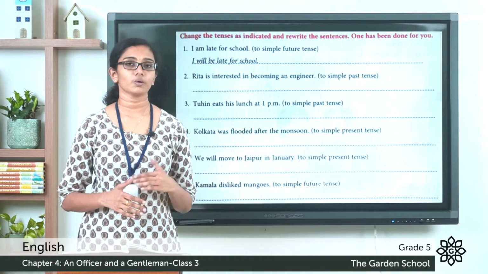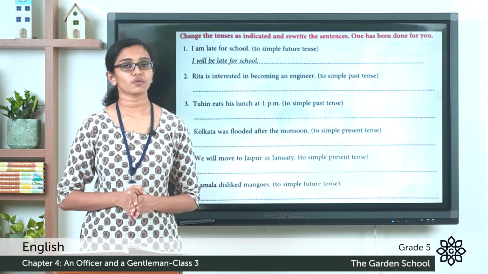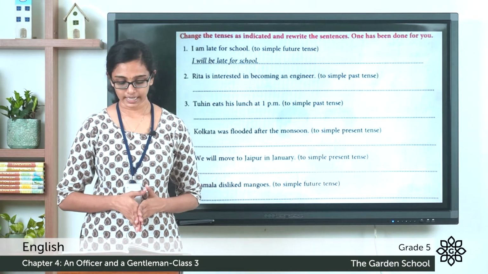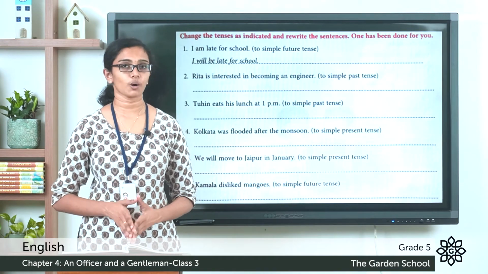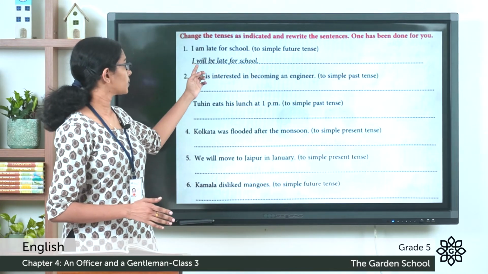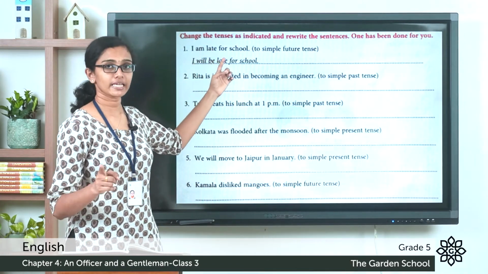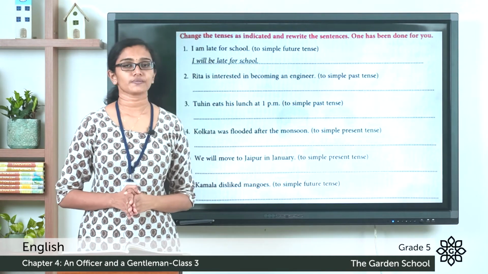How would you convert it? What is the structure? The subject plus will plus the base form of the verb. So how do we rewrite that? I will be late for school. Be is the base form of the verb am. So here we have added the word will, then it is followed by the base form of am, which is be, and then the rest of the sentence.